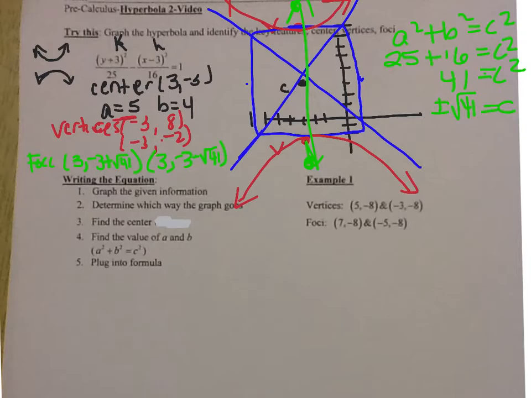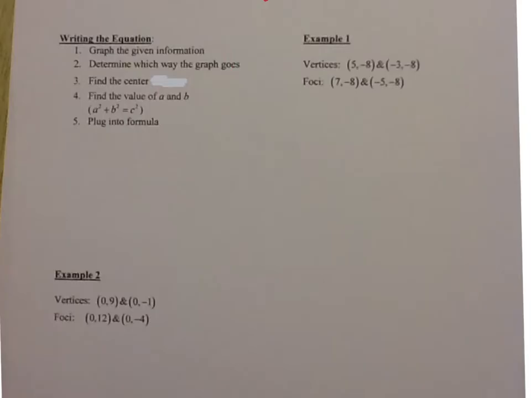All right, so let's take a look at writing the equation. So I'm just going to put this on pause for a minute. Okay, so now writing the equation, you want to graph the information, determine which way the graph is going to open. Is it going to open up, down, or sideways? Find the center. Find the value of a and b using a squared plus b squared equals c squared. And plug it into the formula. All right, so let's see what we have here. So I'm going to draw myself a picture.